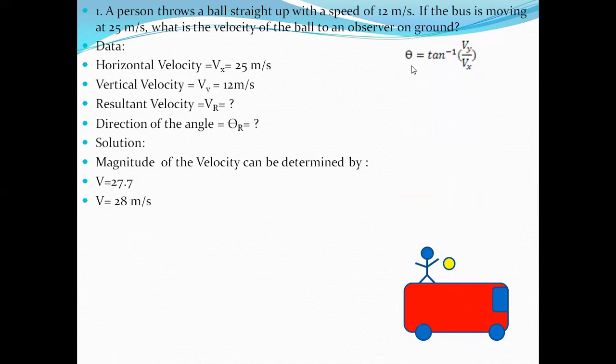Now, for the direction part, we have theta. Theta is equal to tan inverse of Vy over Vx. That means the vertical component on top and the horizontal component on the denominator or bottom. Putting in the values, we get 12 divided by 25. Taking tan inverse of this value, we get tan inverse of 0.48. We get the value 25.64 or 26 degrees. This is the answer of this theta r.